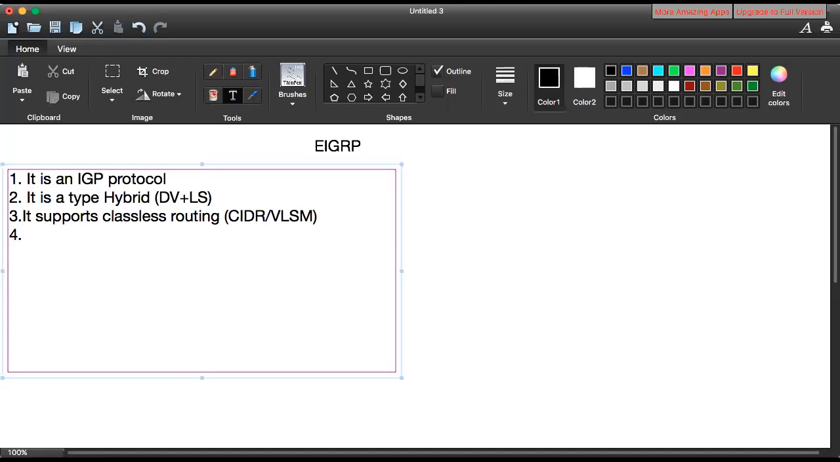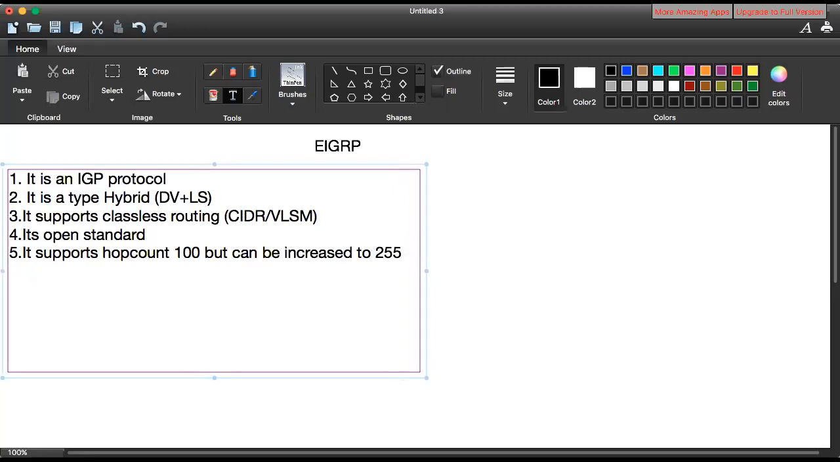What else? Is it Cisco proprietary? It's open standard. Oh, now it's changed. Okay. Yes, EIGRP is open standard. The hop count maximum, like RIP having 16, EIGRP has 255. By default, it supports a hop count of 100, but it can be increased to a maximum of 255.